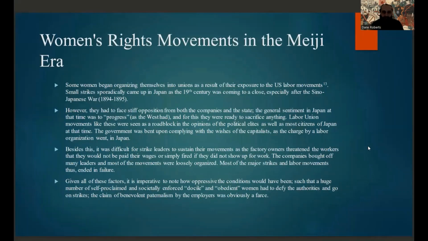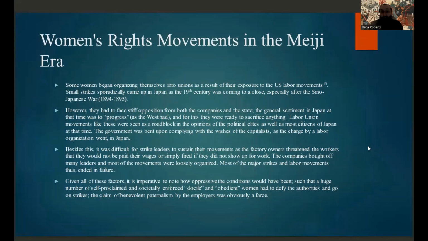With all of that in mind, with the lack of rights held by women during this period of time, Japan would see, again very similar to the U.S. and Britain, a rise in women's rights movements as women began to organize themselves into unions as a result of their exposure to U.S. labor unions, especially after the Sino-Japanese War of 1894 to 1895 CE. However, of course, they faced, very similar to the U.S. and Britain, stiff opposition from companies.